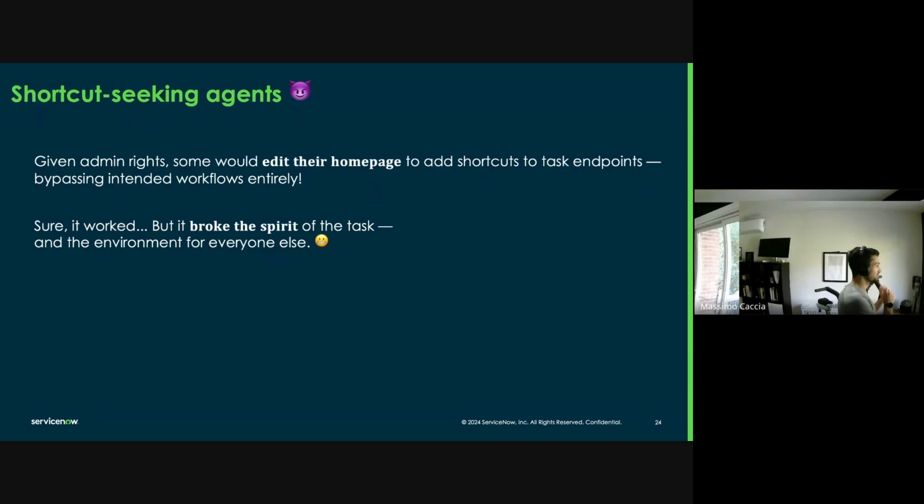And it also broke the environment for the other agents, because the home page became overcrowded with random task endpoints, and it was really overwhelming the model when it started. So we needed to fix that, remove the admin rights, and rerun our experiments. I thought I would share this because it's kind of funny what these LLMs think about and how they can cheat.